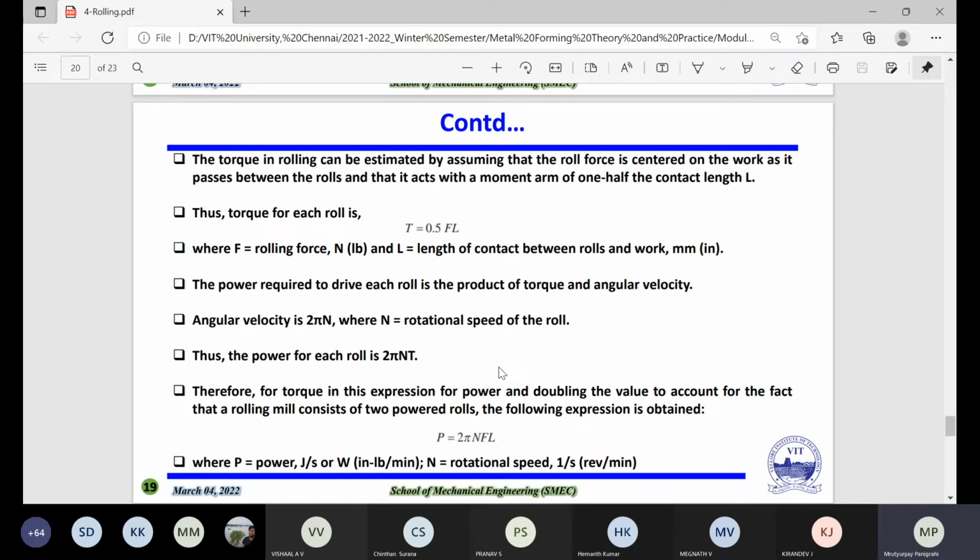Okay, so these are all the equations we have, maybe 6 to 7 equations. Please go through them carefully. And from tomorrow's class, we will do 2 or 3 numericals. Fine.